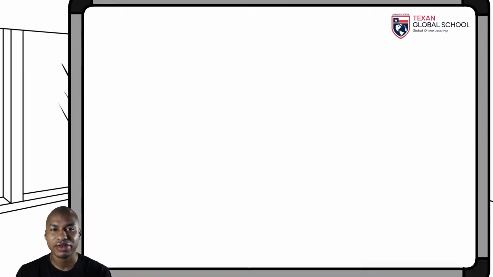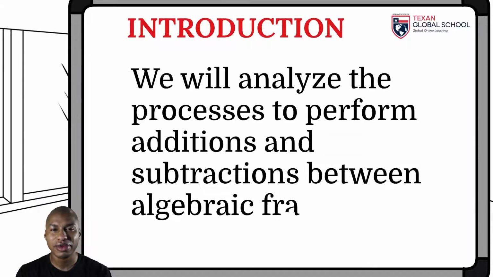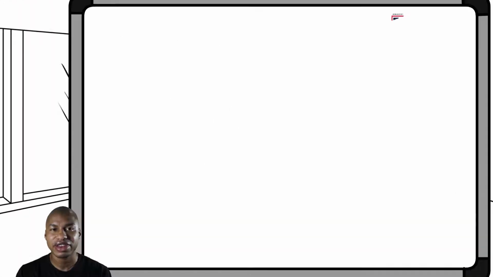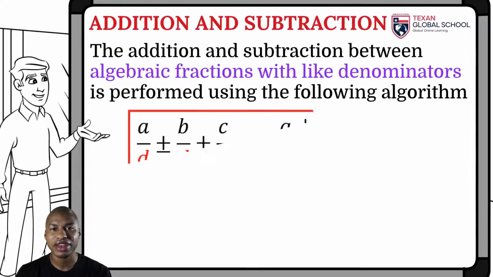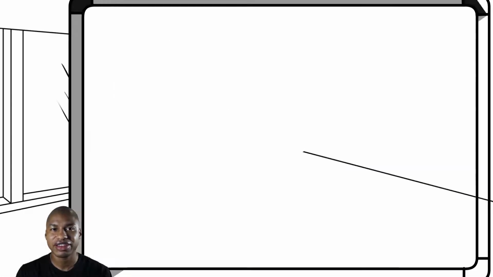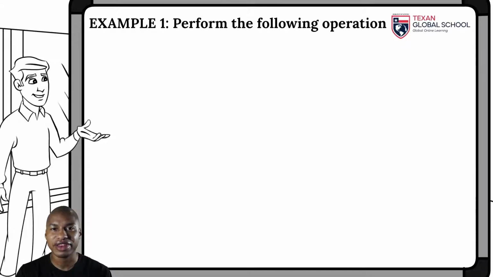The process is to perform additions and subtractions between algebraic fractions with like and unlike denominators. The addition and subtraction between algebraic fractions with like denominators is performed simply by adding or subtracting the numerators of the fractions, and the denominator goes exactly the same as the denominator of the resulting fraction. Let's look at the first example.